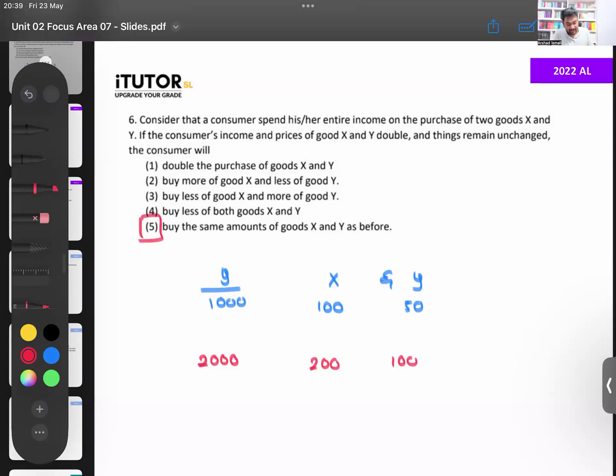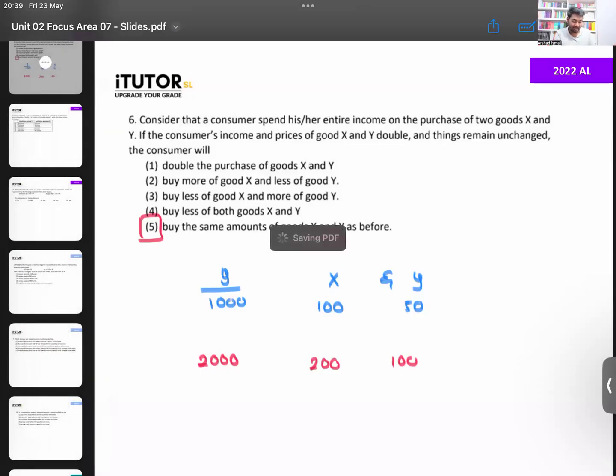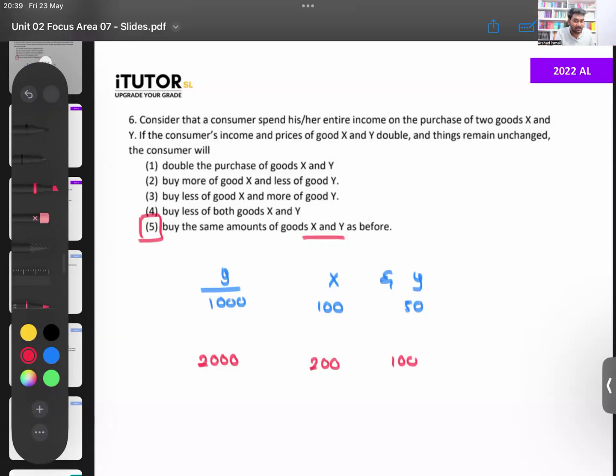They will buy the same amount of good X and Y as before. Prices have doubled. So then, if income has also doubled, it doesn't really make a difference. Consumers' purchasing power remains the same.